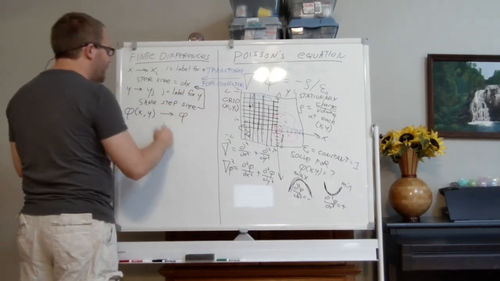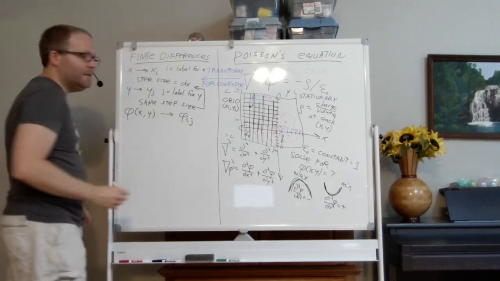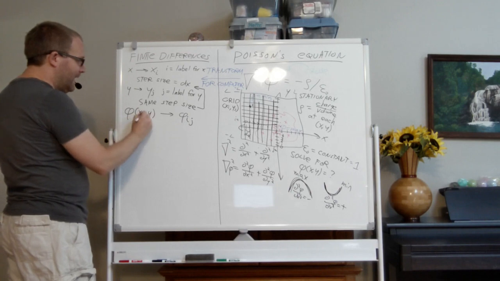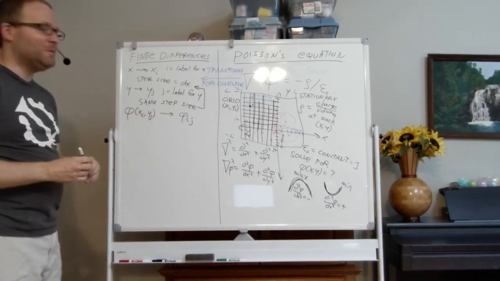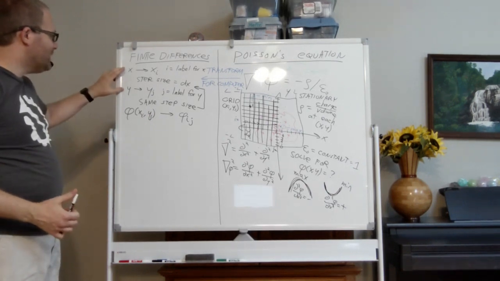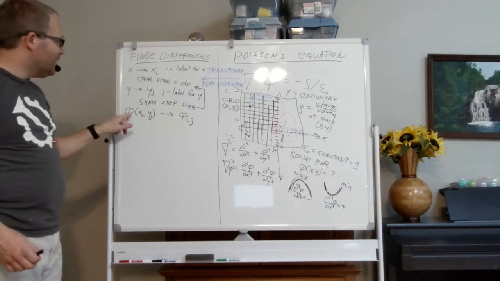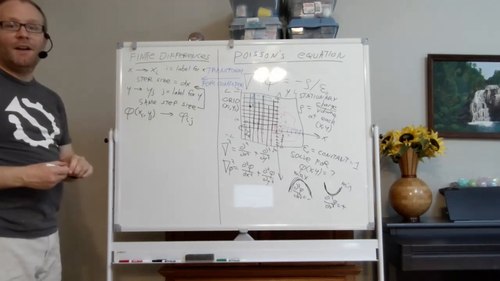So instead of just having an i or a j, I need to have both. I need to have an i and a j. And basically this phi_ij is just going to be phi at x equals x_i and y equals y_j. So we're just taking the grid we made for x and y, and slapping it onto the phi here. So phi, the function, gets replaced by a two-index thing, phi of i and j.